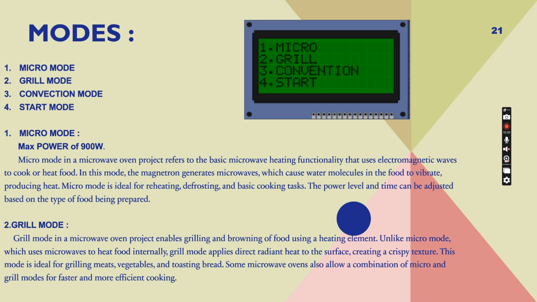Then grill mode is there. Grill mode in the microwave oven project enables grilling and browning of food using a heating element. Unlike micro mode, which uses microwaves to heat the food internally, grill mode applies direct radiant heat to the surface, creating a crispy texture. This mode is ideal for grilling meats, vegetables, and toasting bread, etc. Some microwave ovens also allow the combination of micro and grill modes for faster and more efficient cooking. This is very important.